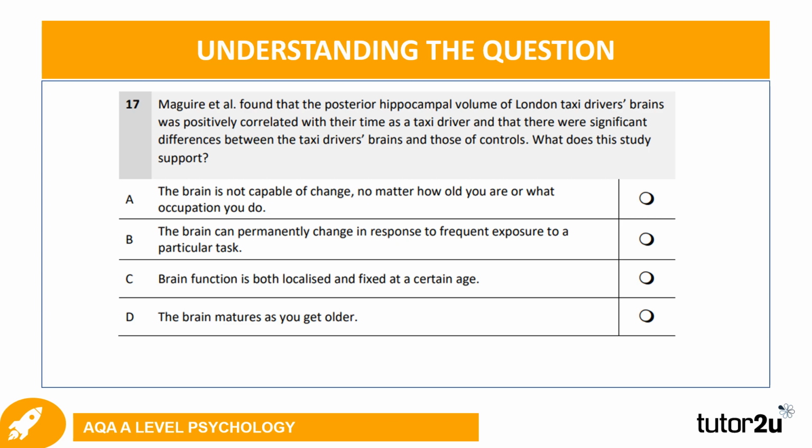Number 17, so Maguire et al. found that the posterior hippocampal volume of London taxi drivers' brains was positively correlated with their time as a taxi driver, and that there were significant differences between the taxi drivers' brains and those of controls. What does this study support? Is it A, the brain is not capable of change, no matter how old you are or what occupation you do. B, the brain can permanently change in response to frequent exposure to a particular task. C, brain function is both localized and fixed at a certain age. Or D, the brain matures as you get older. So the Maguire et al. study, what does it support?